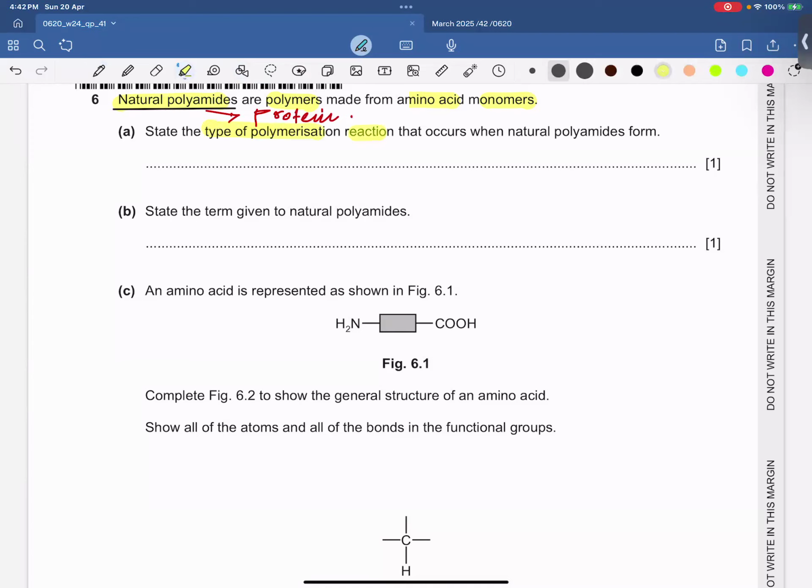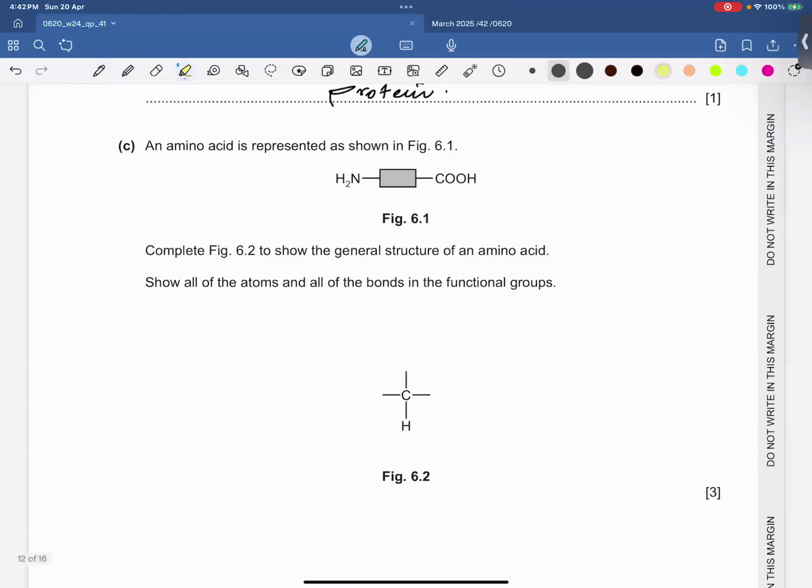State the type of polymerization reaction that occurs when natural polyamides form. Condensation polymerization, obviously. State the term given to the natural polyamides: protein. An amino acid is represented as shown in the figure. That's what we have shown in the class also.